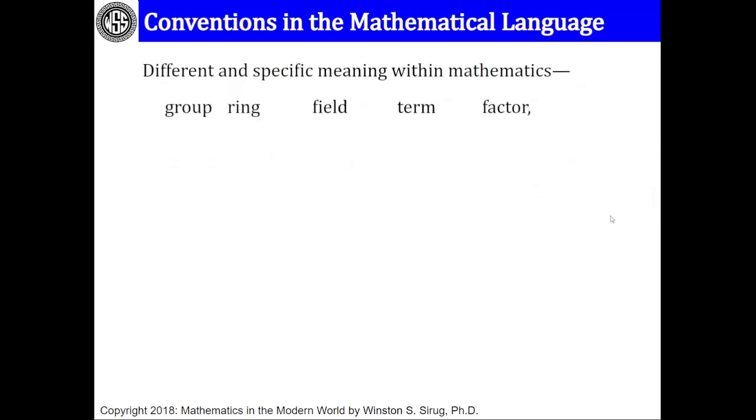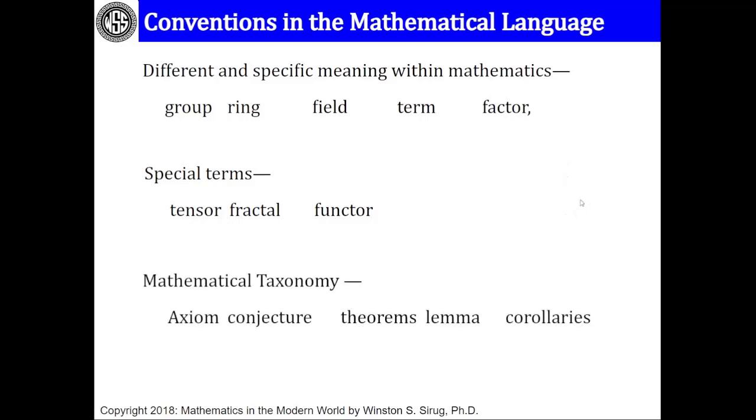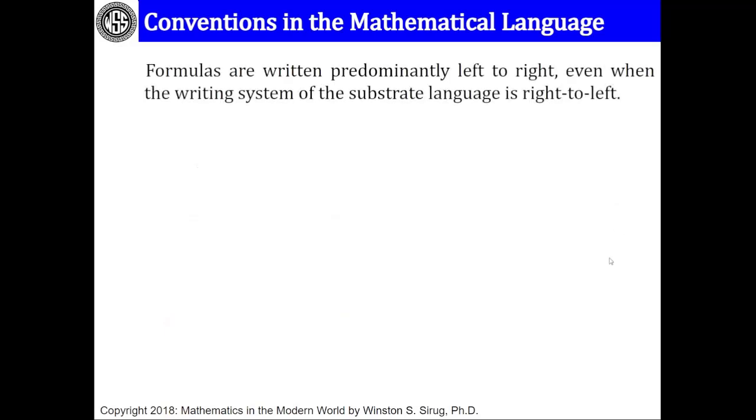So, different and specific meaning within mathematics. So, we have a group, ring, field, term, factor, then special terms, we have tensor, fractal, and factor. A mathematical taxonomy, we have an axiom, conjecture, we have theorems, lemma, and corollaries. So, formulas are written predominantly left to right. So, para nagsusulat ng English language, it's written left to right.